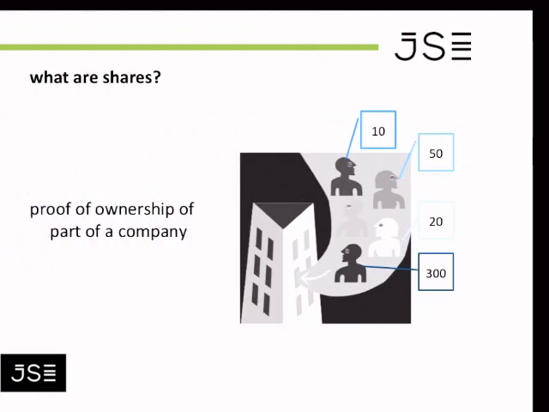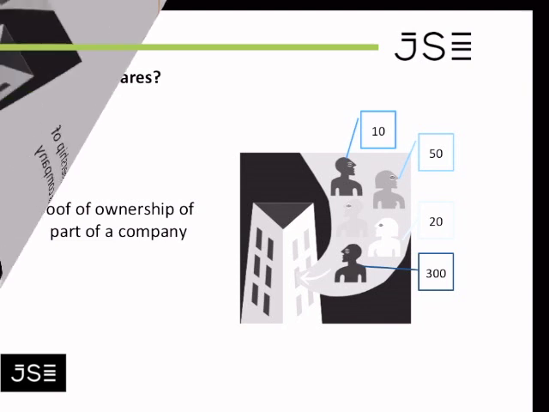So basically, what are shares? You can think of it as proof of ownership of part of a company. If you imagine a big corporate, if you buy a share, you become a shareholder, and that means that you own part of that company. You own part of its equity. So you can hold 10 shares, 50 shares, 100 shares.